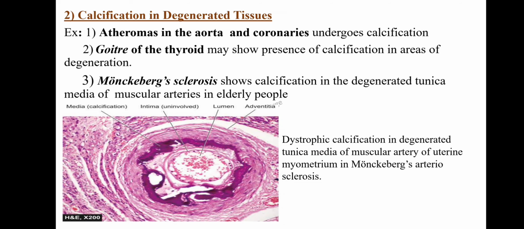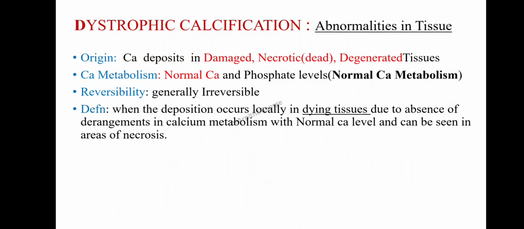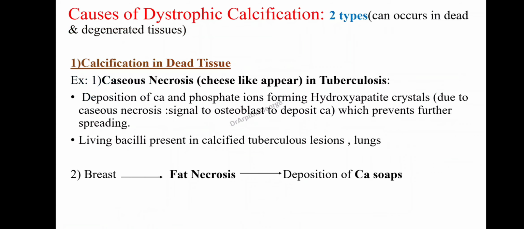So in dystrophic calcification in degenerated tissue, you can quote examples of atheroma, dense old scars, stroma of tumors, and goiter of the thyroid. All these sites show dystrophic calcification. I hope you are clear. So we have covered the dystrophic calcification definition. Metabolism is a very normal process, but deposition of calcium is happening, right? Deposition of calcium is happening from the blood vessel to the dead tissue, right?